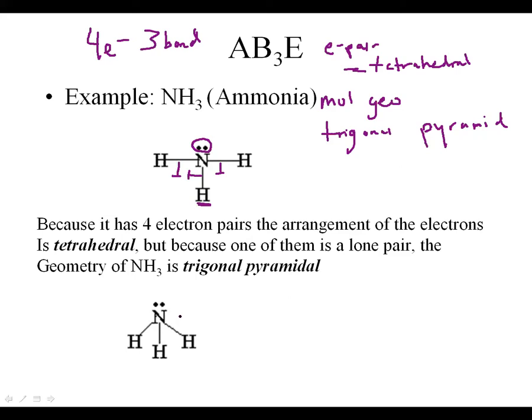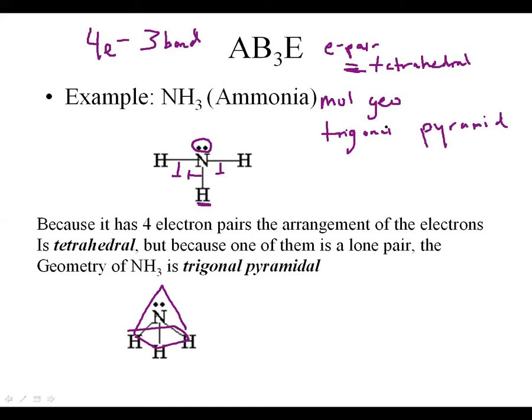It will have a bond angle just less than 109.5, which is the tetrahedral bond angle. It's about 107-ish in this case. It kind of makes a pyramid shape on the bottom and a triangle-type shape on top, which is why it's called trigonal pyramid.